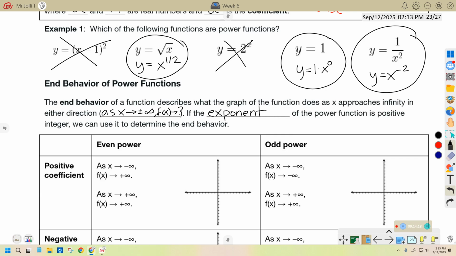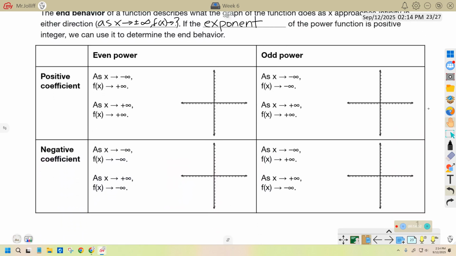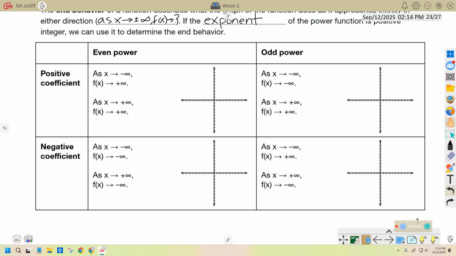You're going to see that end behavior written that way as x approaches plus or minus infinity, right? Approaches infinity from either direction. What is our function doing? F of x is doing what? That's our end behavior. And if our exponent is a nice, pretty, positive integer, we can figure it out just by looking at the exponent and the coefficient on our power function. If it isn't, then we have to use other methods like graphing it. The upside is that polynomials use positive integer exponents, and that's the direction we're headed.